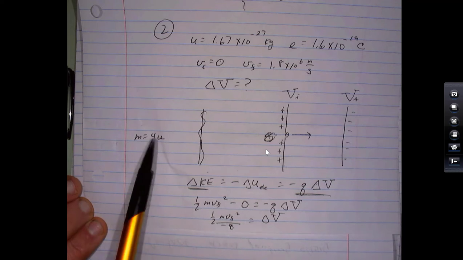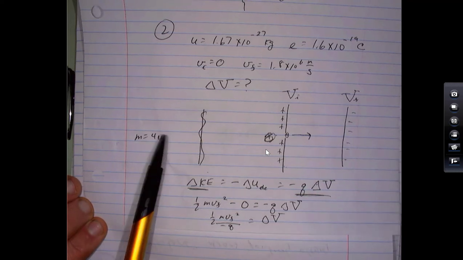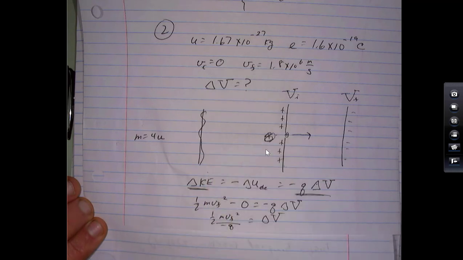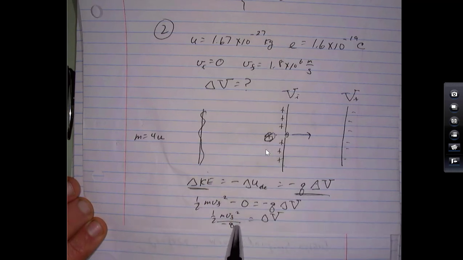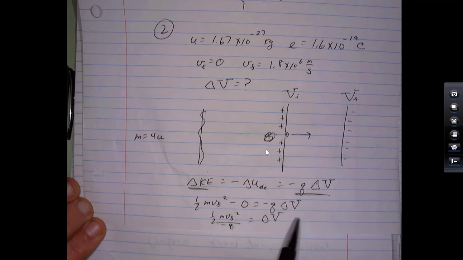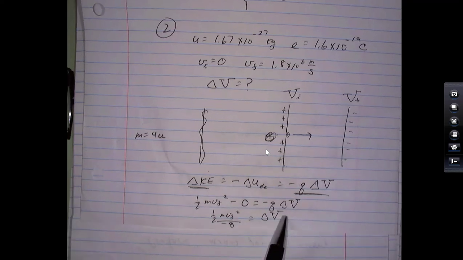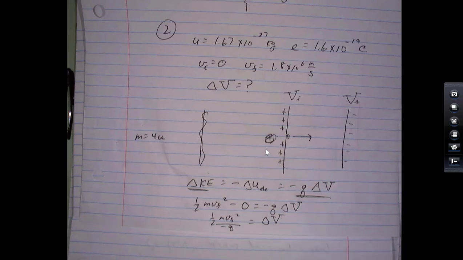So what do you use for the mass? Well, it's 4 atomic mass units, so 4 times 1.67. The final speed's given in the problem. The charge is also given. So this is going to come out to be negative, which it physically should. Okay? All right, let's look at the next one.